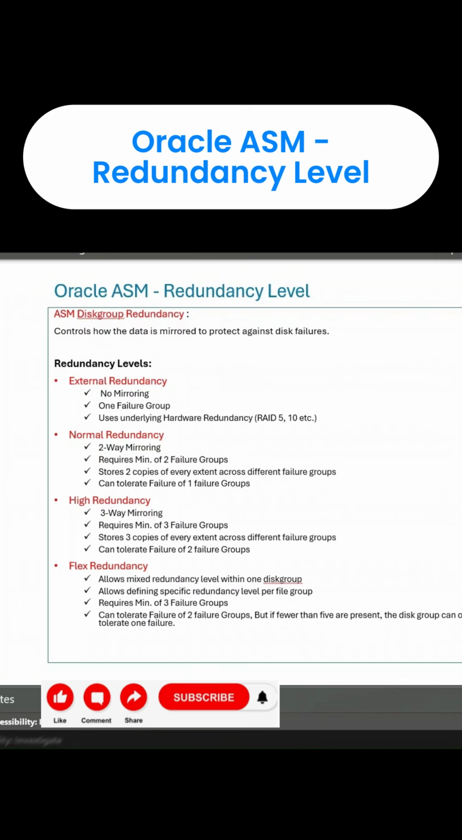Hi, today we'll discuss Oracle ASM redundancy levels. ASM disk group redundancy controls how the data is mirrored to protect against disk failure. So if there's a disk failure, then data redundancy is maintained to protect the data. There are four redundancy levels: external, normal, high, and flex redundancy.